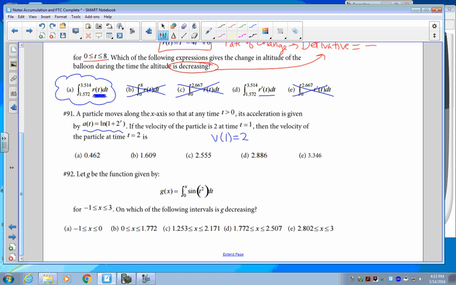So this one should look a lot like what we were just doing. I'd like you to write the expression, please, of the velocity of the particle at time 2. Please pause the video here to write the expression down.